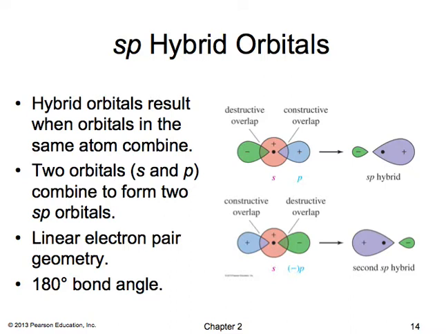Hybrid orbitals result when orbitals of the same atom combine. Two orbitals, s and p, combine to form two sp orbitals. Linear electron pair geometry is established with sp, and it has a 180 degree bond angle. So here is sp, where your s is overlapping with a p, and in this case you have an sp orbital. When you have that overlap, the positive lobes constructively organize themselves so that there is a bigger lobe on one side and a smaller lobe on the other side. Same thing here: all the positive ones will have a bigger lobe on one side and a smaller lobe on the other side.